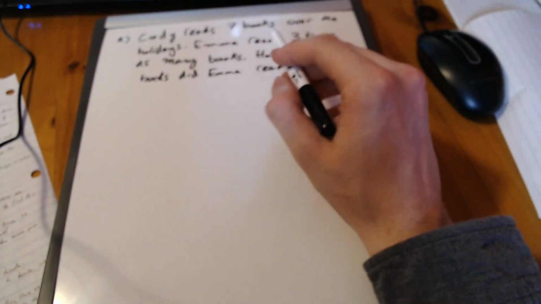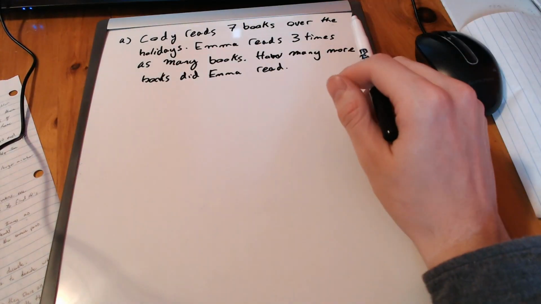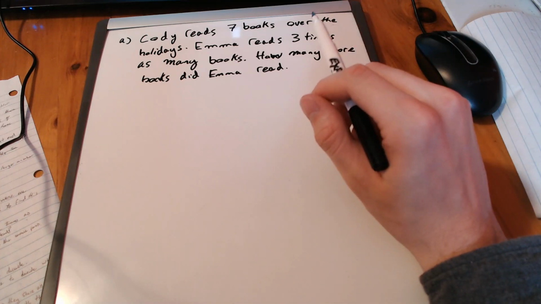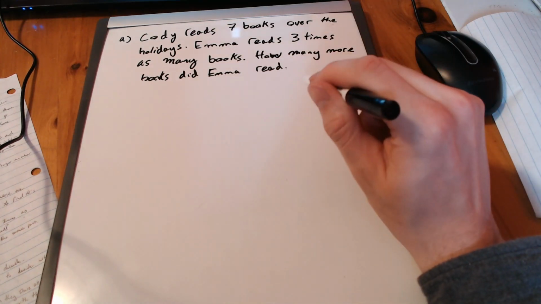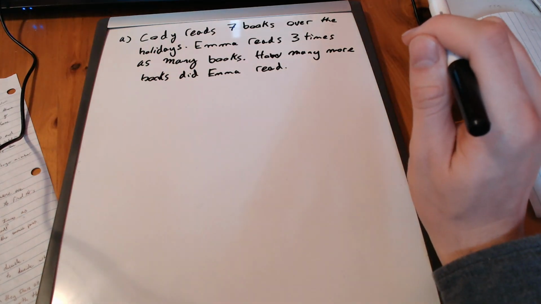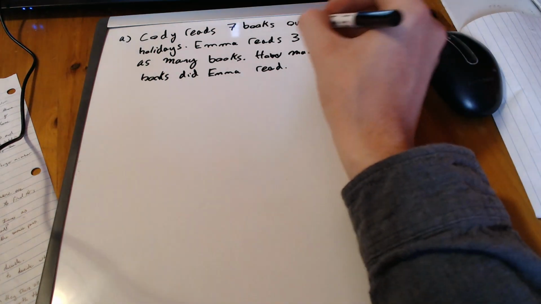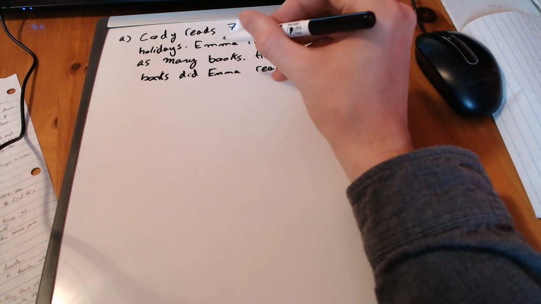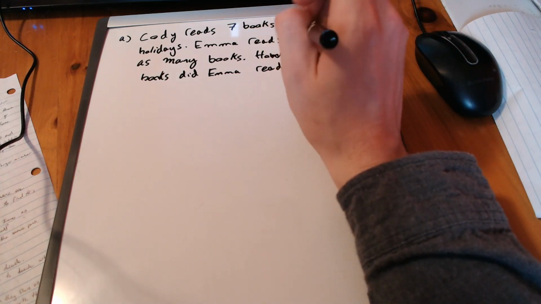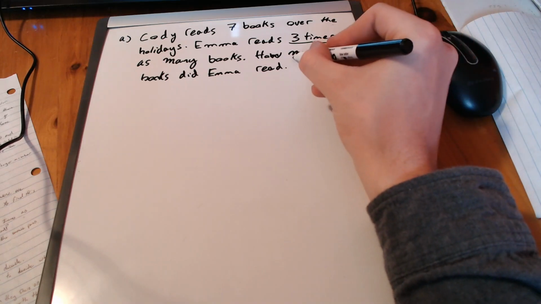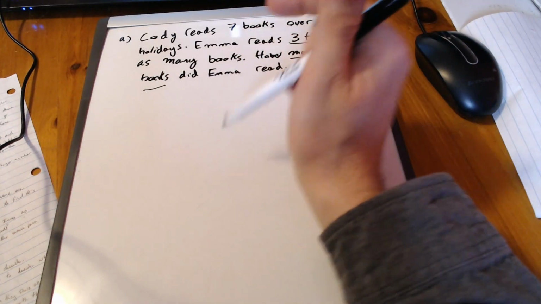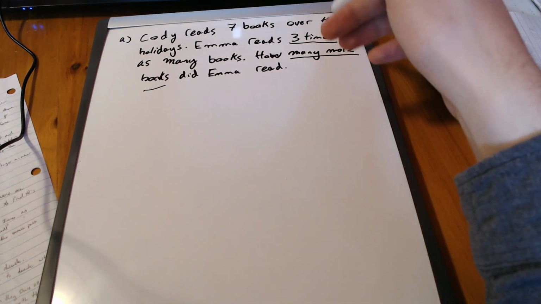So Cody reads 7 books over the holidays. Emma reads 3 times as many books. So what do we see right there? 3 times as many. That should be like, bing, ding, ding. You should be saying, oh, this is scale. Must be scale. But you make sure that you read through the whole question, because it also asks, how many more books did Emma read? So there's a second step, because there's also a difference.